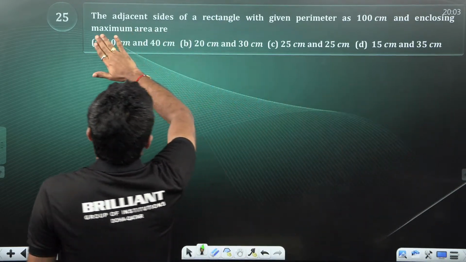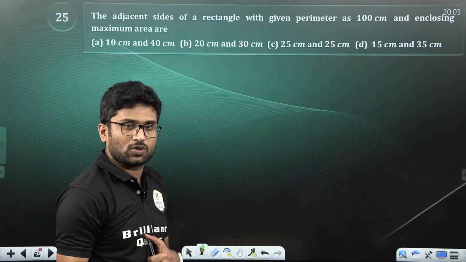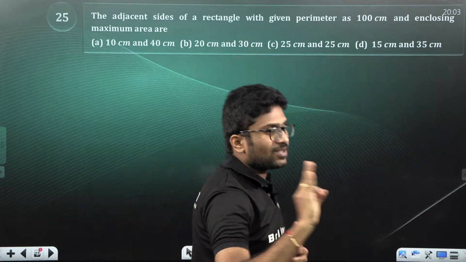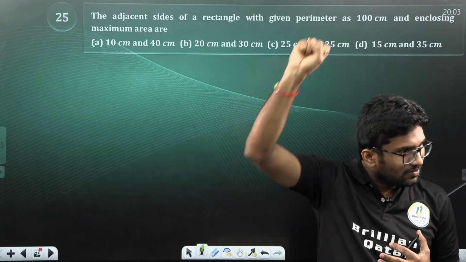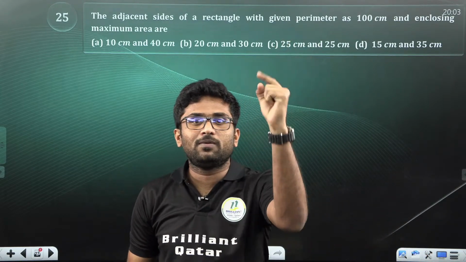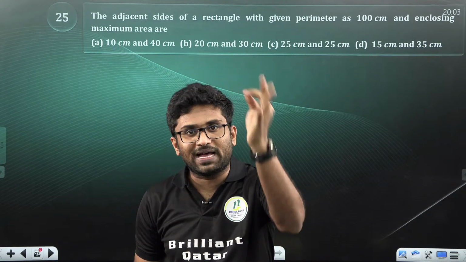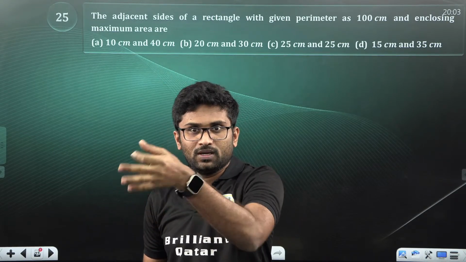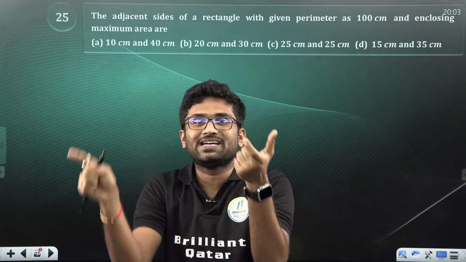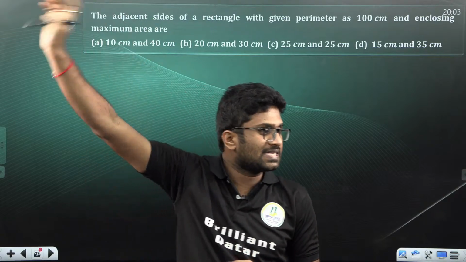For the adjacent sides of a rectangle with a given perimeter of 100, there is no need to do it. Even if you do it, we get the same result: if it is a square, we get the maximum. Very good, Nagaraj. The area of a rectangle is maximum if it is a square. Maximum area is possible only when the sides of the rectangle are equal, and if the sides are equal, it is a square. That's it.